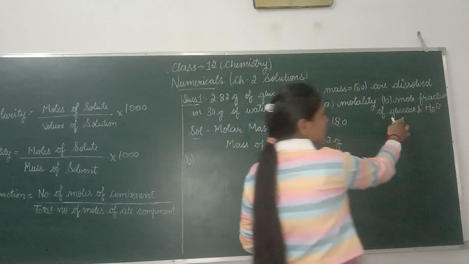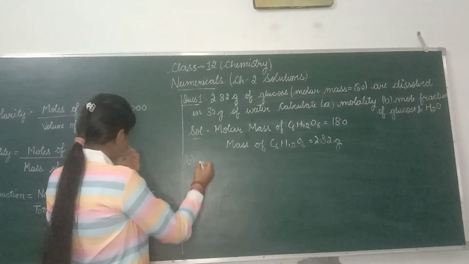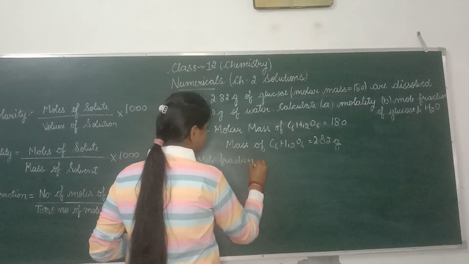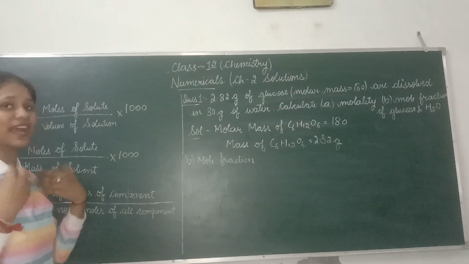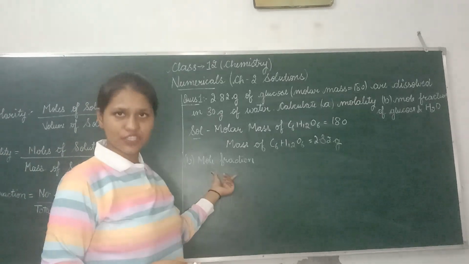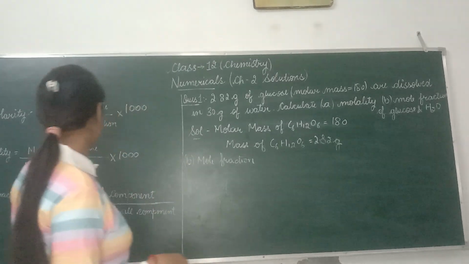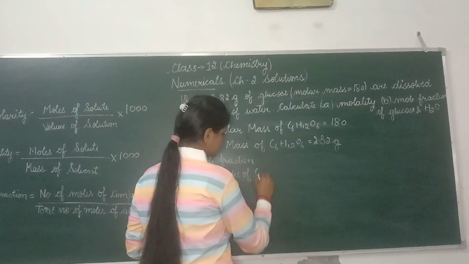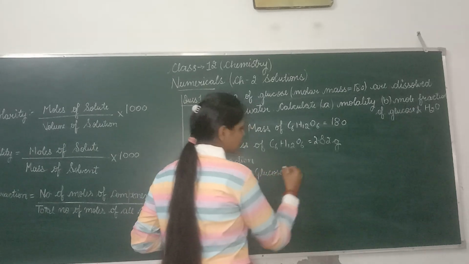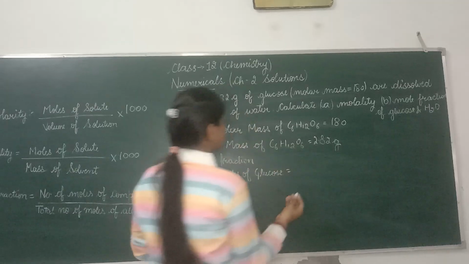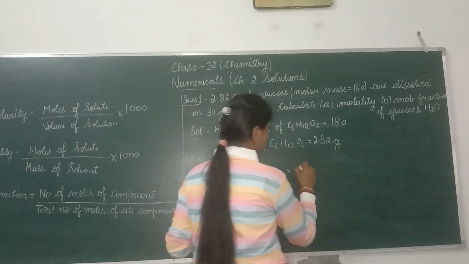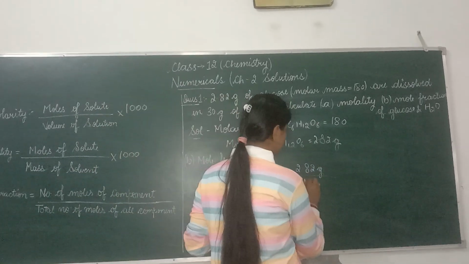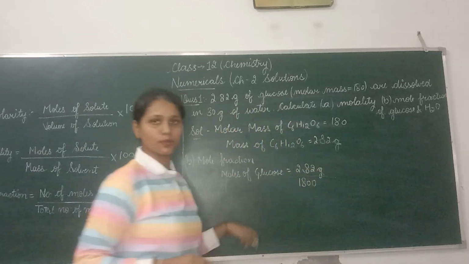Now we have to calculate the mole fraction, part B, of glucose as well as water. First of all, we will calculate the mole fraction of glucose. The formula of mole fraction is the number of moles of that component. So first of all, we calculate the number of moles of glucose. Moles of glucose is the actual mass, here 2.82 grams, divided by the molar mass, which is given to be 180, and this comes here to be 0.0157.